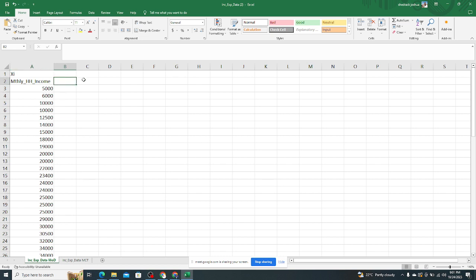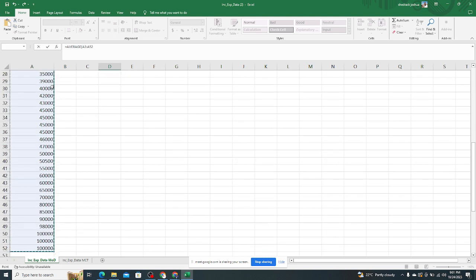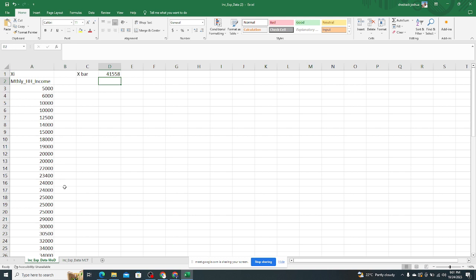So we will also need what we call the mean, maybe the average. Let me say we need x bar. And our x bar will be the mean, the average of all these values, or basically the sum of these values divided by the total count of those values. So we already have our x bar.